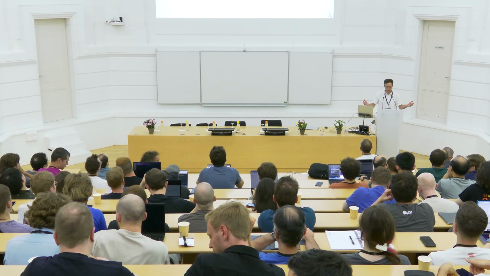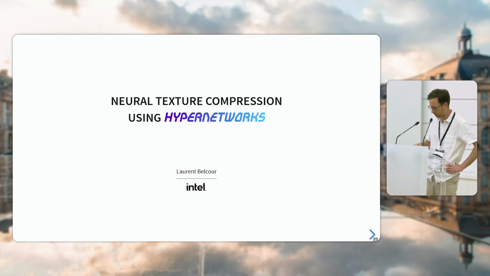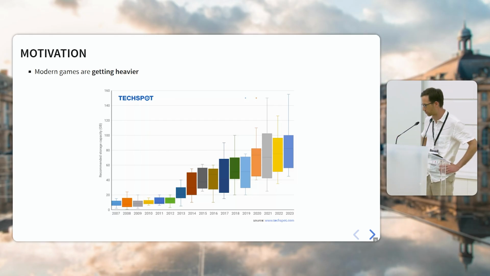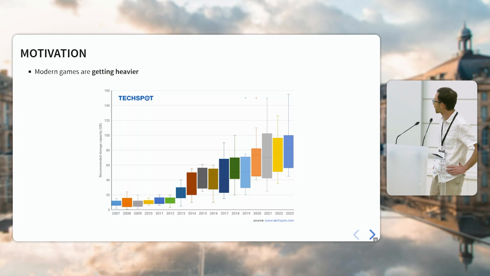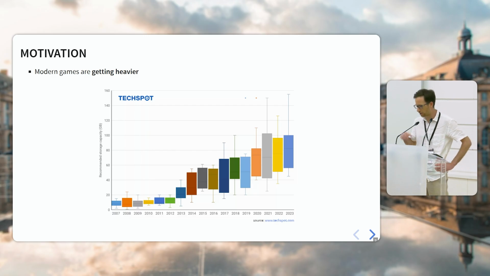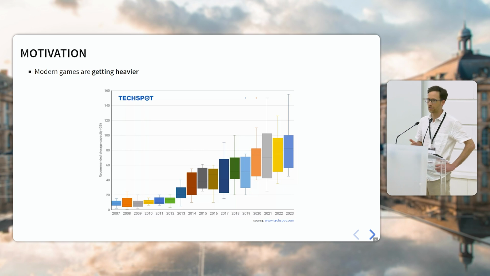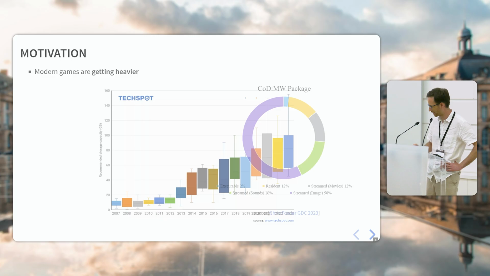Let's have a look at how Hypernetworks can help with the limitation of current neural texture compression. So just to give you a little motivation of why we are looking at neural texture compression, here is a report from TechSpot which analyzes the footprint required by games by date of release. And as you can see, modern games are not getting smaller and smaller, it's quite the opposite.